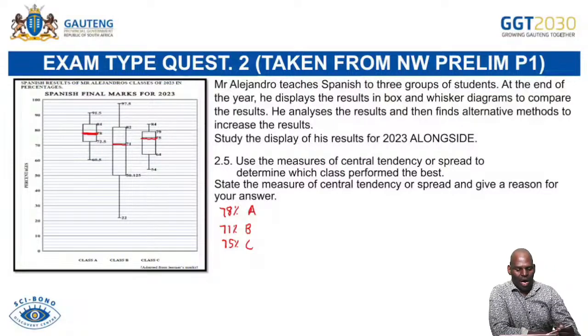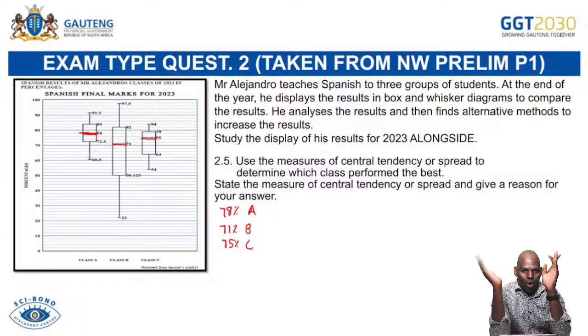Okay, now what does a median mean? A median means 50%. So this one we've got the 50%. The mark that is in the middle is 78 in class A. That means 50% of the learners in that class either got that mark or more. So they got 78 or more.